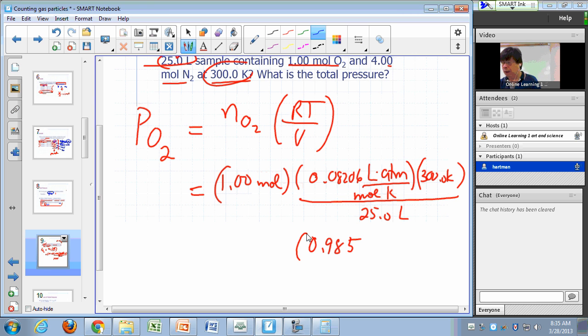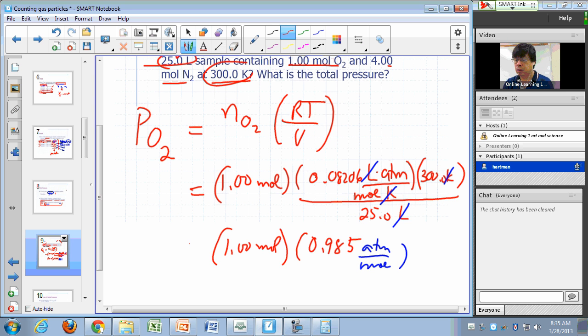So liters cancel out, Kelvin cancels out. This number right here would be atmosphere per mole, and we multiply that by 1 mole. So 1 times 0.985 will be 0.985 atmospheres. Moles cancel out. So that's the partial pressure of O2.